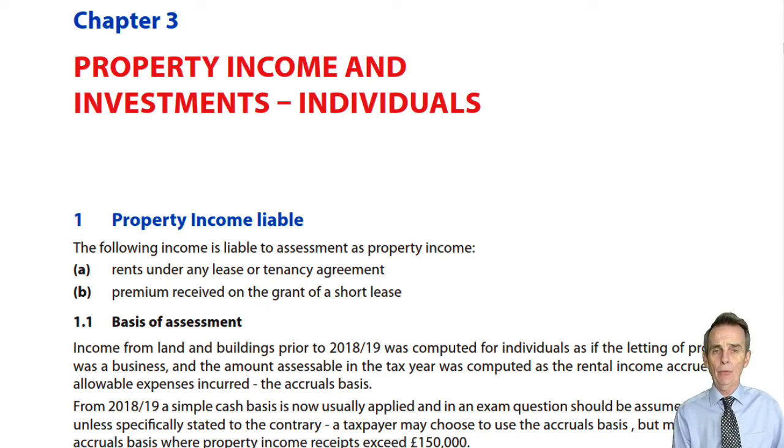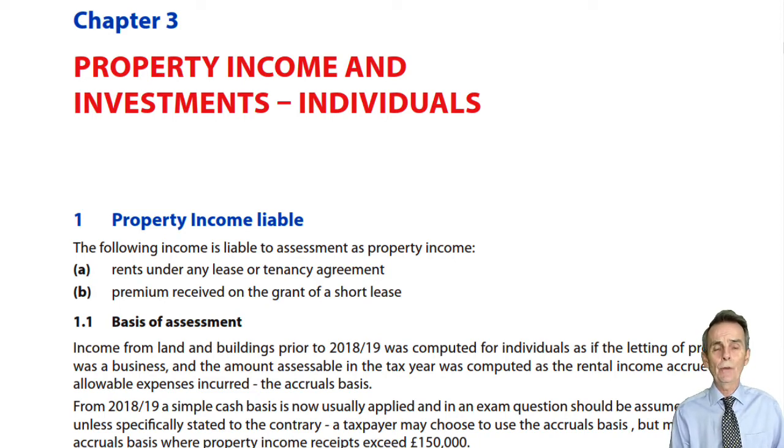Here, as you see in Chapter 3, the main focus of attention of this chapter is property income. That is one of the three main types of non-savings income that we saw again back in Chapter 2. The other forms of non-savings income that we have, trading income, and that's going to occupy, as we said in our original introduction to income tax, a lot of chapters here.